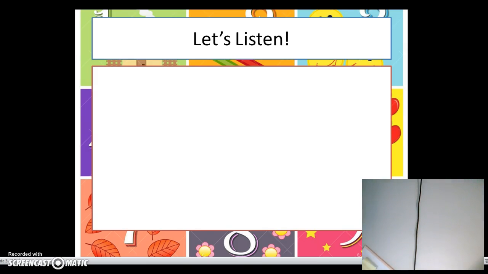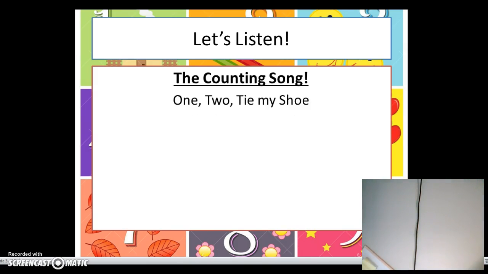Here are the words for the counting song. 1, 2, tie my shoe. 3, 4, shut the door. Let's listen to it again.